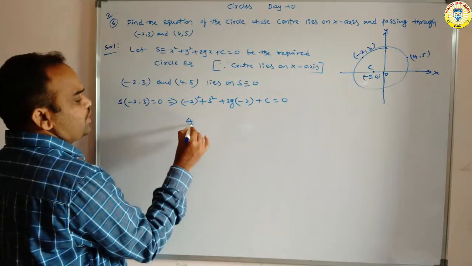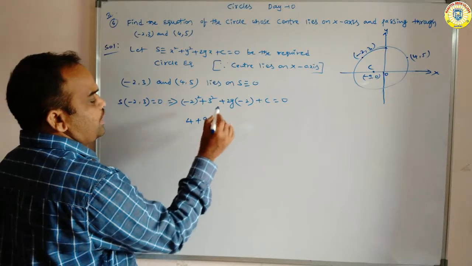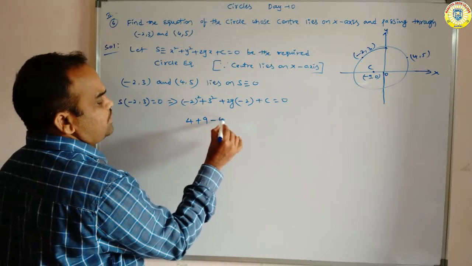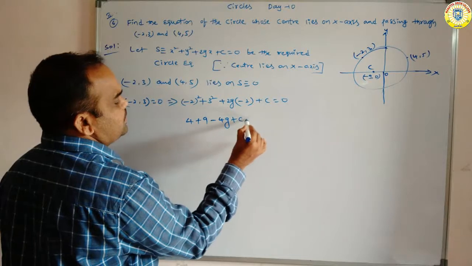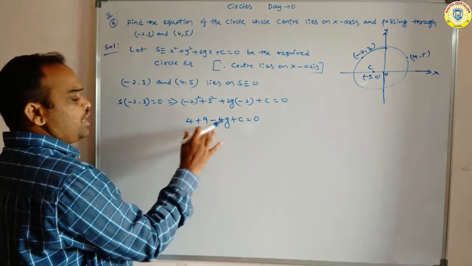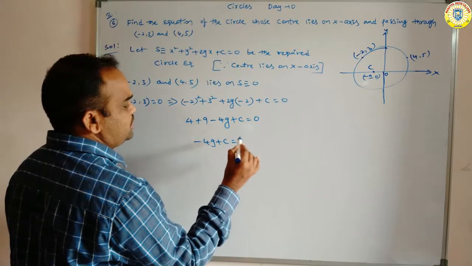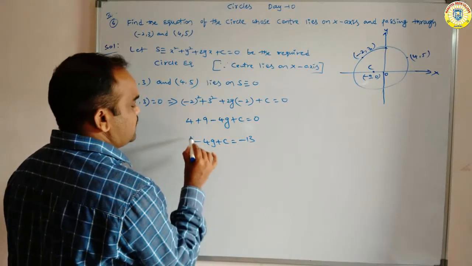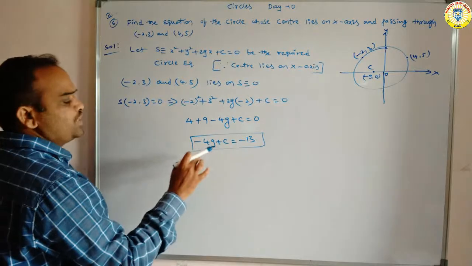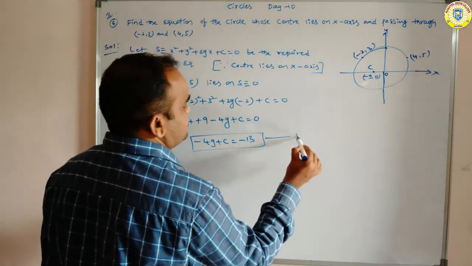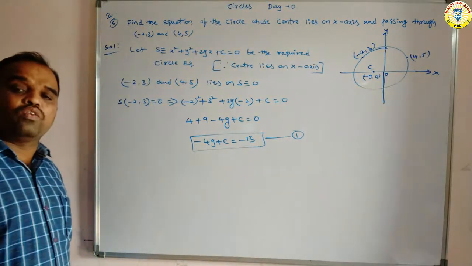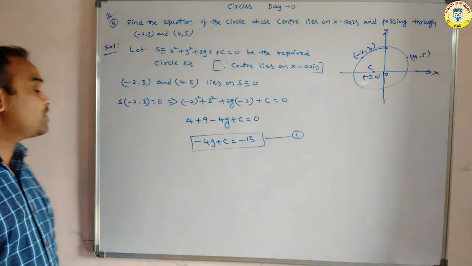(-2) squared is nothing but 4. 3 squared is equal to 9. 2g into -2 is minus 4g, plus c equal to 0. 9 plus 4 is 13. So minus 4g plus c is equal to -13. This is equation 1.